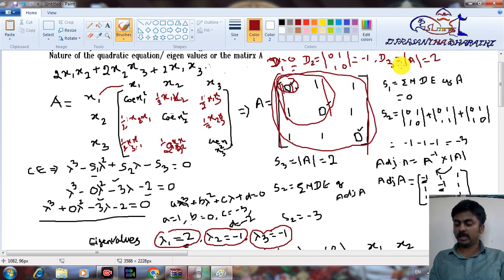If all d's are positive, it is positive definite. If all d's are negative, it is negative definite. If the d's are positive and zeros, it is positive semi definite. If the d's are negative and zeros, it is negative semi definite. If d's are both positive and negative, or positive, negative and 0, they are called indefinite.